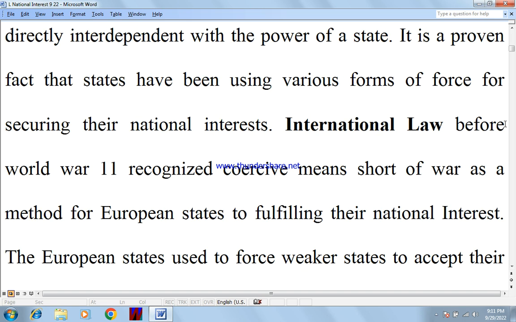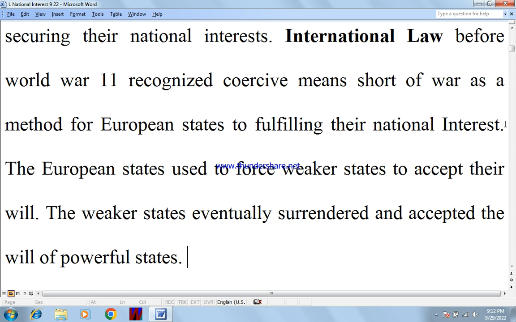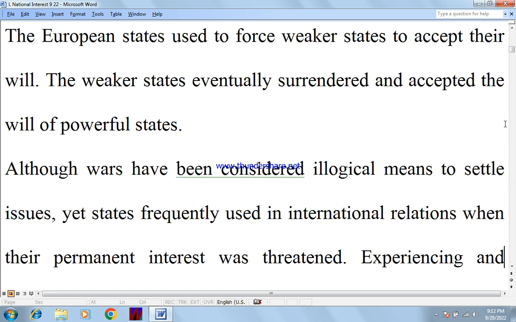It is a proven fact that states have been using various forms of force for securing their national interest. International law before World War I and II recognized coercive means short of war as a method for European states only for fulfilling their national interest. The European states used to force weaker states to accept their will. The weaker states eventually surrendered and accepted the will of powerful states.